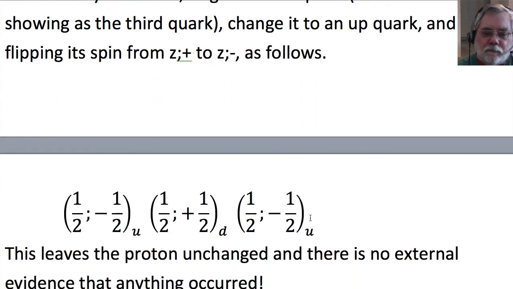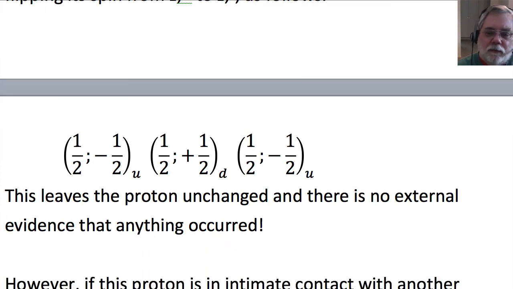So we get the following. Now notice, this is identical to the original proton, it's just written in a different order. The original proton was an up quark of minus 1/2, an up quark of minus 1/2, and a down quark of plus 1/2. So when that W plus particle gets absorbed by the down quark in the same proton, there's no external evidence that anything happened. The proton is unchanged. And that's what happens almost all the time when that W plus particle gets emitted.